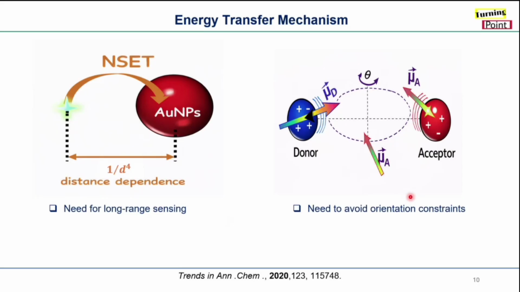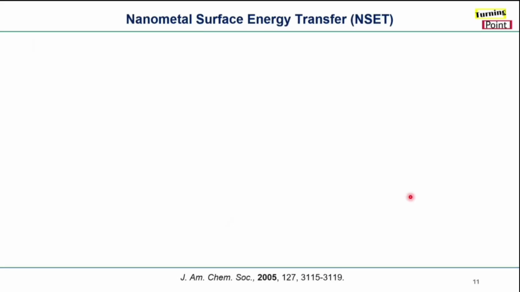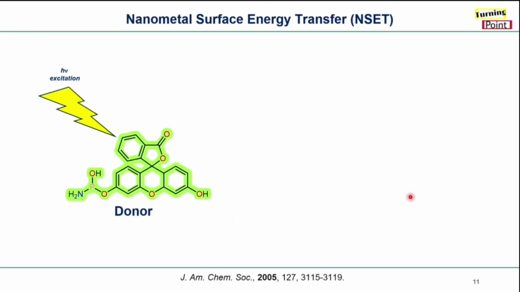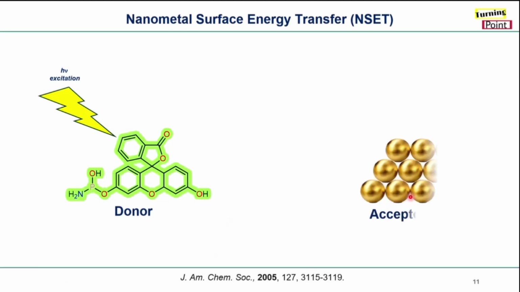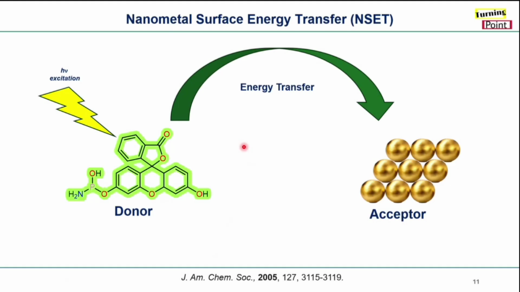As we discussed previously, it is conceptually related to resonance energy transfer. Initially the donor molecule absorbs light energy and gets to the excited state. But instead of transferring its energy to another molecule, here the acceptor is a metal nanoparticle, typically gold nanoparticles. The excited donor transfers its energy non-radiatively to the surface of the metal nanoparticle. This process occurs through the donor dipole and the metal surface. Because of this mechanism, it is effective up to 40 nanometers.